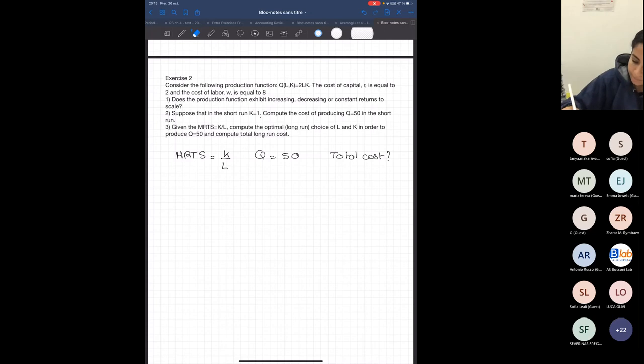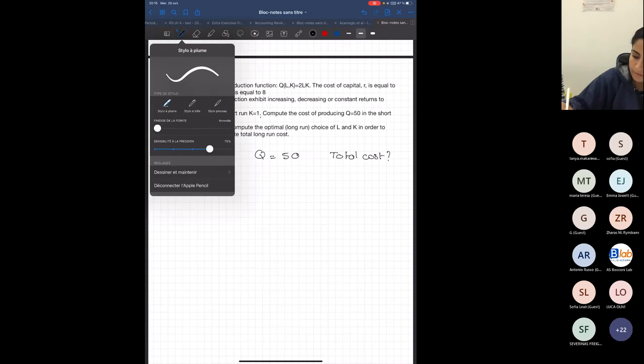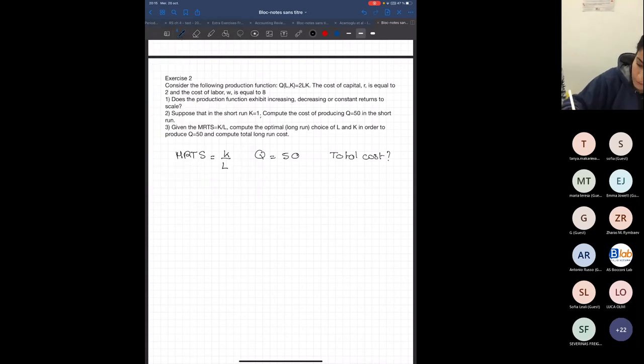So I'm just gonna write it like I did before. You have your MRTS, which here is K over L. That has to be equal to W over R. And on the other side, you put your production function. So Q equals 2LK.